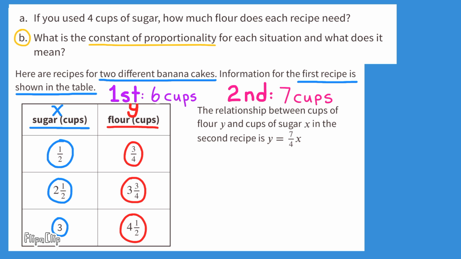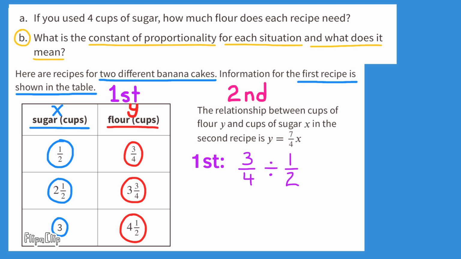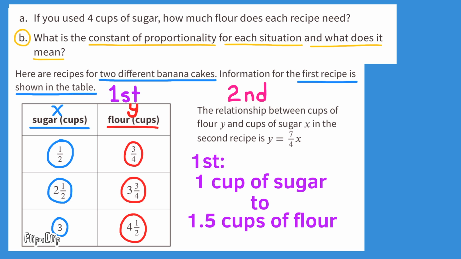B. What is the constant of proportionality for each situation, and what does it mean? For the first recipe, we can divide 3/4 by 1/2, which is 1.5. So the constant of proportionality for the first recipe is 1.5. 1 cup of sugar to 1.5 cups of flour.